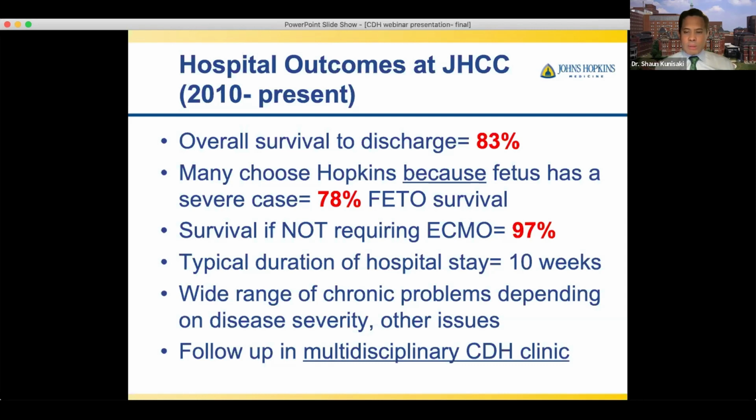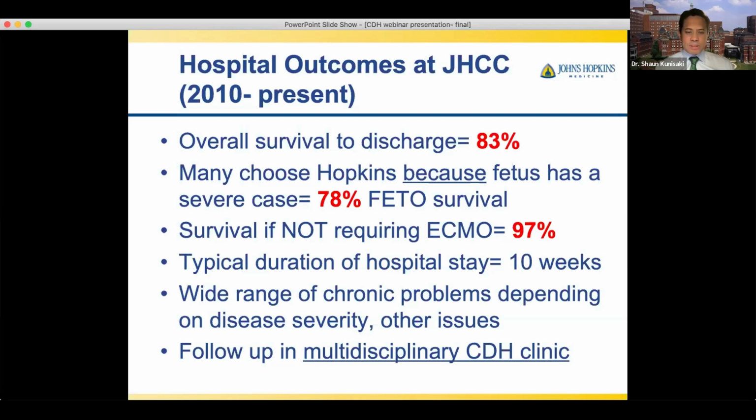We also have to remember that many of these children were originally referred to us and not really given much hope for survival. And our survival rate in CDH babies who do not require ECMO at all is 97%. Although I've certainly seen kids leave the hospital in 2 to 3 weeks after being born, most CDH babies are hospitalized for considerably longer periods of time, more on the order of 2 to 3 months.